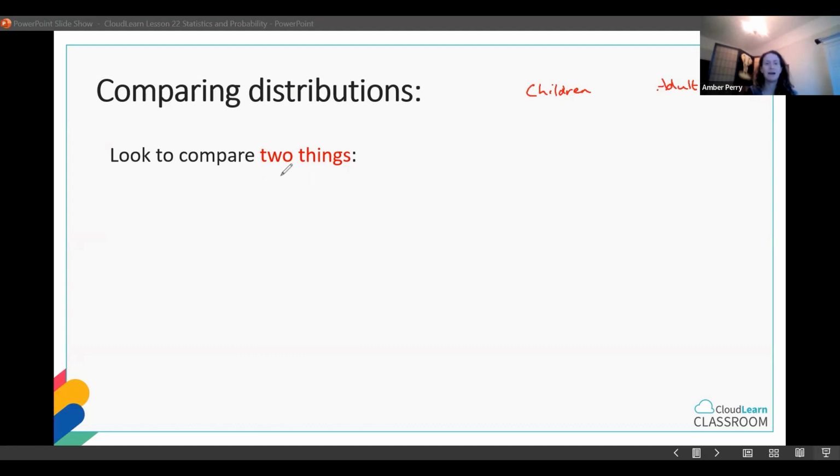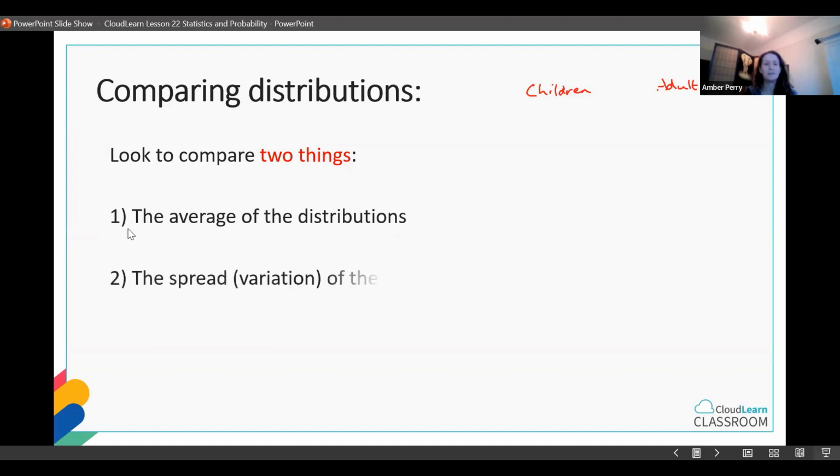Okay. So you must compare, you must write something about the average. So normally you might be given some information about a median or the mean or something like that. And then you must also write something about the spread or the variation of the distribution. So you'll be given either information about the range or the interquartile range.